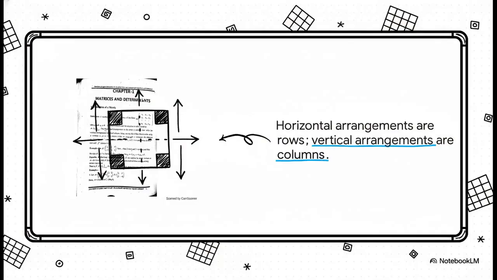And here's the most important rule of the road. The flat, horizontal lines of numbers are called rows. The upright, vertical ones are columns. And here's the key. You always describe the size by its rows first, then its columns. So a matrix with 2 rows and 3 columns is a 2 by 3 matrix. It's a simple little detail, but it's absolutely crucial.